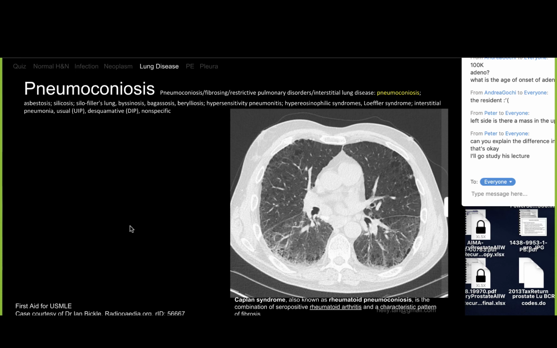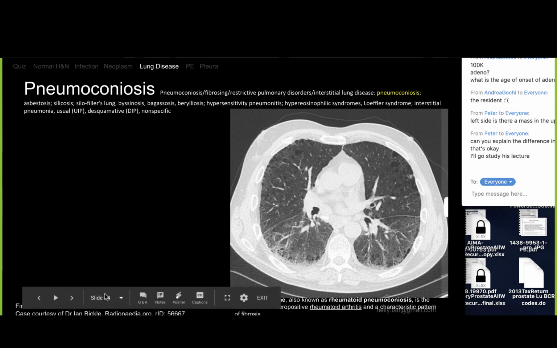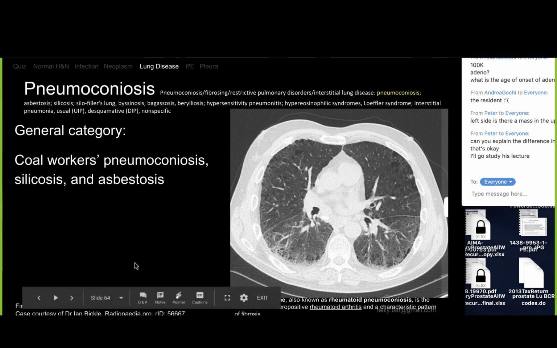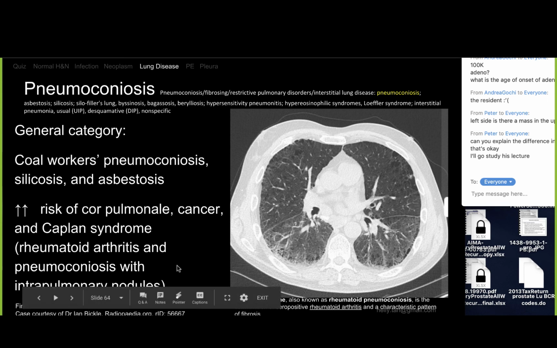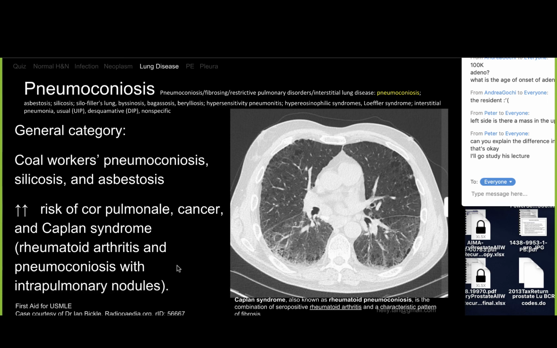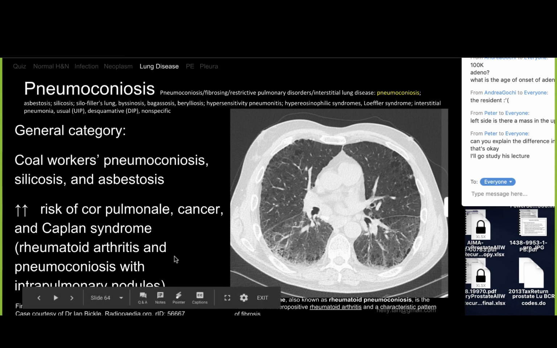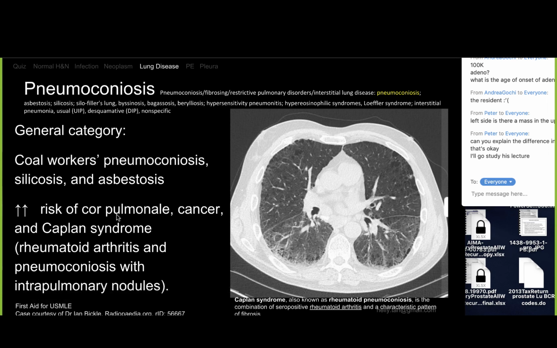Pneumoconiosis. Okay, so it's 3:47, so I'm going to go a little faster. Pneumoconiosis is work-related exposure lung disease. There are several types: coal worker's, silicosis, and asbestosis. Different jobs have different kinds of exposures. But basically, they all cause lung disease, and they increase the chances of cor pulmonale, which is right heart failure from pulmonary hypertension, cancer risk, and Caplan syndrome.